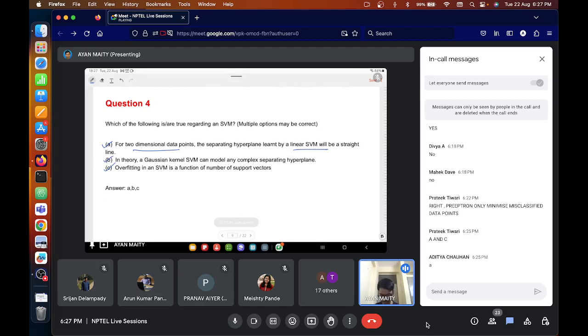And option B says, in theory Gaussian kernel SVM can model any complex separating hyperplane, which is also correct. So Gaussian kernel has the ability to model any kind of complex decision boundaries. Theoretically, it might not happen in every case, but theoretically Gaussian kernels can be expressed as an infinite dimensional mapping. So it can model any complex separating hyperplane in theory. This is also correct.